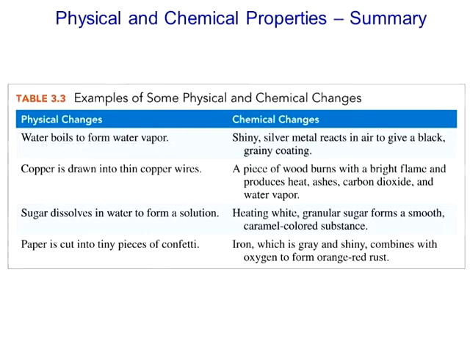Iron, which is gray and shiny, combines with oxygen to form orange-red rust. That is a chemical change because a chemical reaction occurs. There's a change in the chemical composition of the material. And that's how we differentiate a chemical change from a physical change.